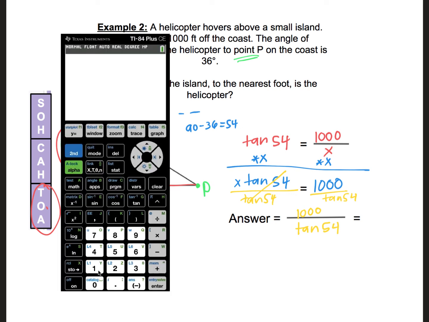All right, here's your video about how to type it into your calculator. So we are going to do 1,000 divided by tangent of 54. You can close your parentheses if you want, but you don't have to, and then hit enter. We get 726.5. They tell me to round to the nearest foot, so I don't want any decimals. So 0.5 tells me I round up, so my final answer is going to be 727. And then they were talking about feet, so that is the units for this answer. 727 feet.